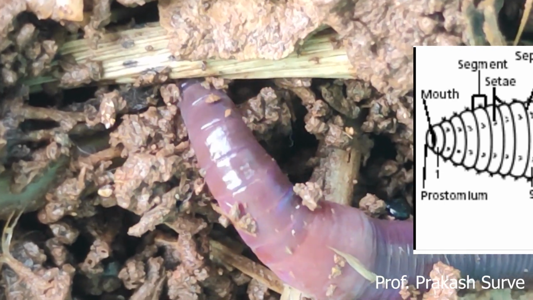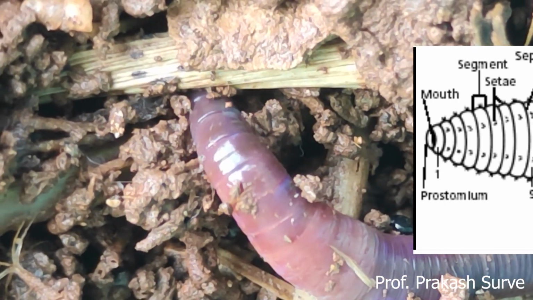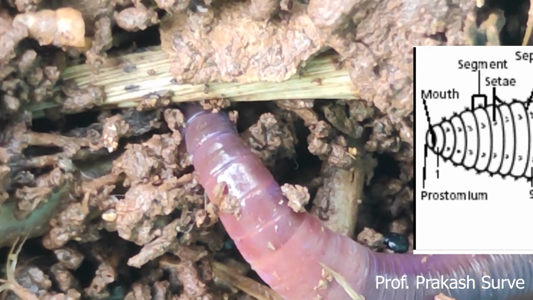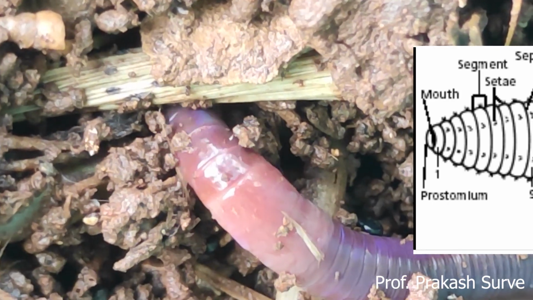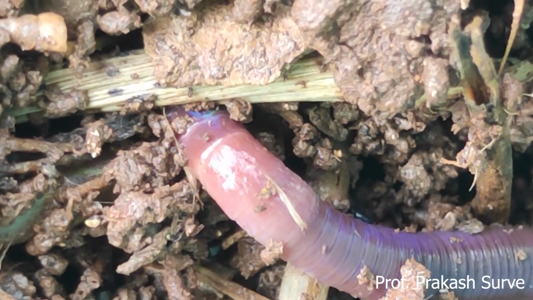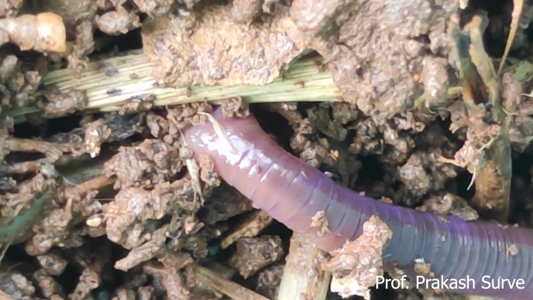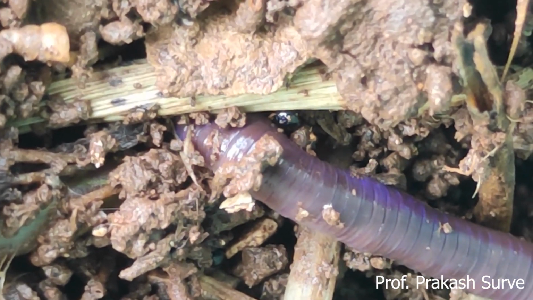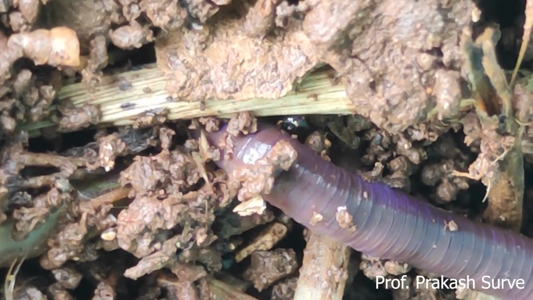The prostomium is sensory. The first segment is called the peristomium, which is the buccal segment. In a mature earthworm, the 14th to 16th segments show the presence of the clitellum. Regarding the clitellum, we'll see afterward.